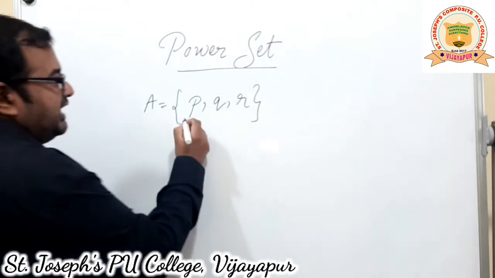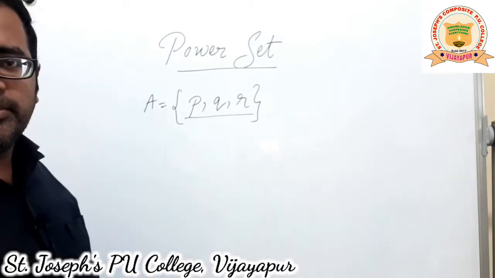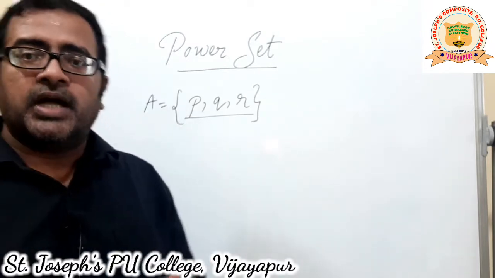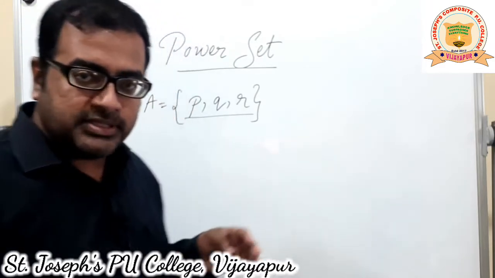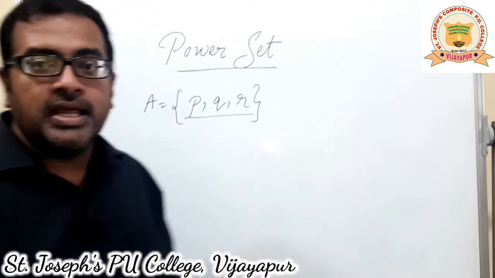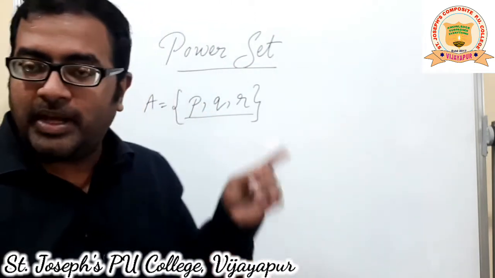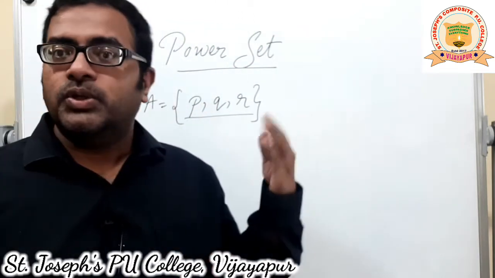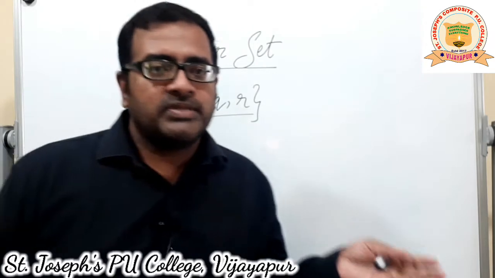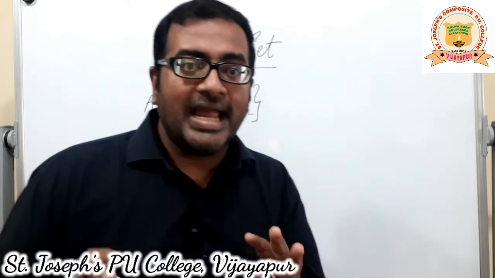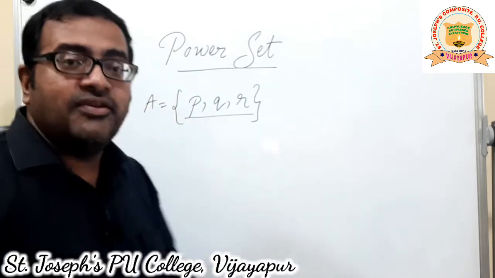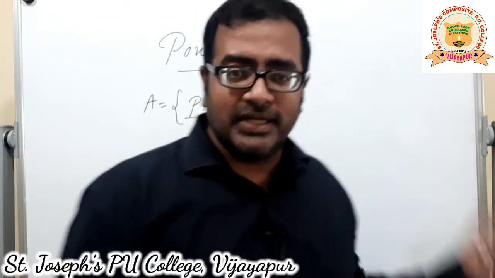So if three elements are there, the number of elements is 3. Cardinality we understood. So what are the possible subsets here? The possible number of subsets are 8, 2 raised to 3, by applying the previous formula. So there are 8 possible subsets. If I write all the 8 possible subsets as the elements of a big set, that set is called power set. Let us note that down.